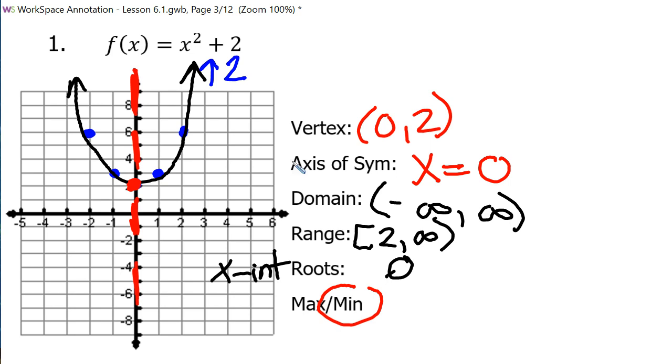Now 0 is a common mistake. So 0 is right here. Does that parabola actually touch the x-axis at 0? No, so don't put 0, it's no solution. Next one, number 2.